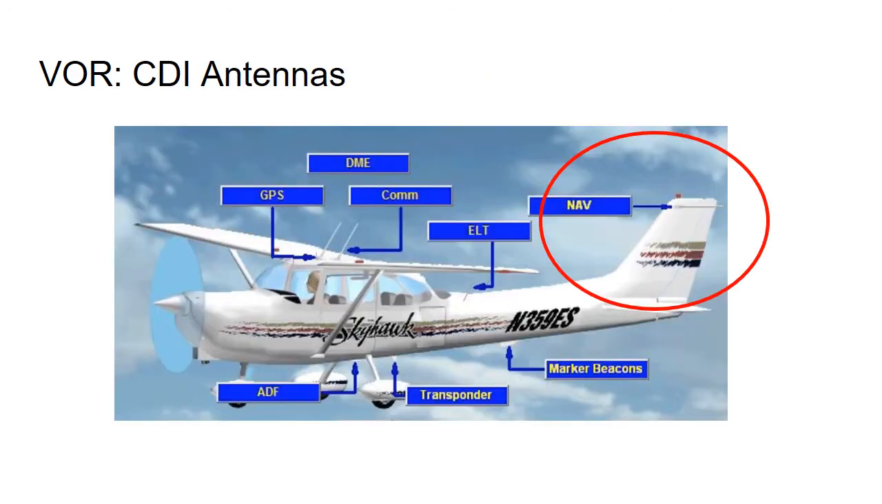You'll be expected to know where all the antennas are for the radio equipment on your aircraft. The VOR antenna is the one that's shaped like a V, which is mounted on the tail in the aircraft that we fly.